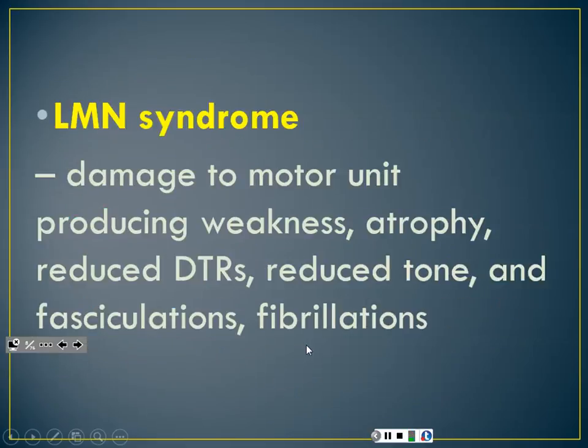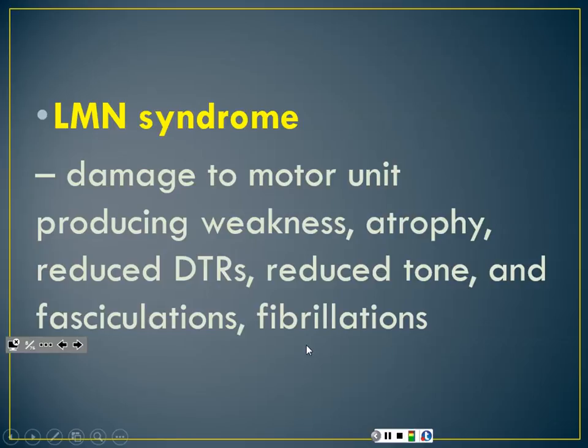So, lower motor neuron syndrome. It's damage to a motor unit. It produces weakness. The distribution of the weakness is how you differentiate it. You have atrophy, and atrophy occurs because you get destruction to the nerve, and the muscle actually starts atrophying. We have reduced DTRs that occur because of the loss of that reflex arc being damaged.